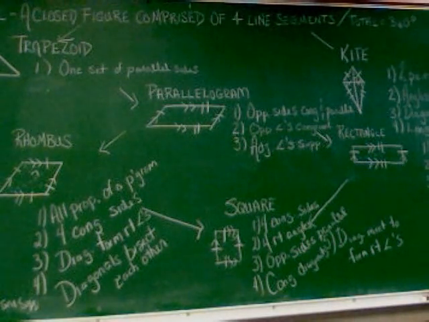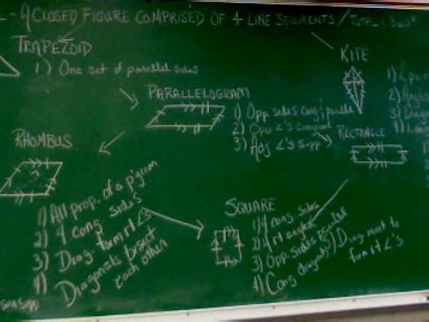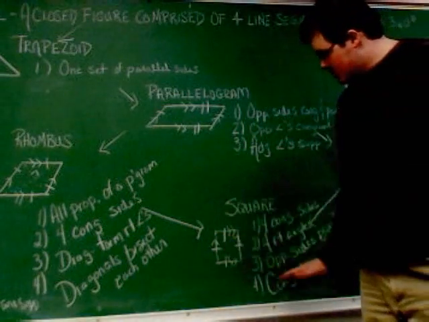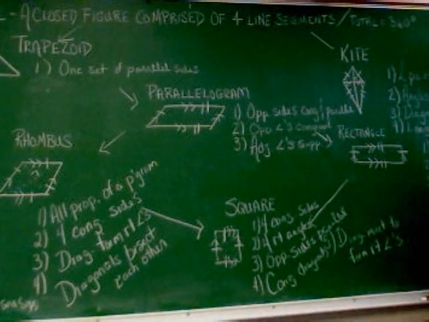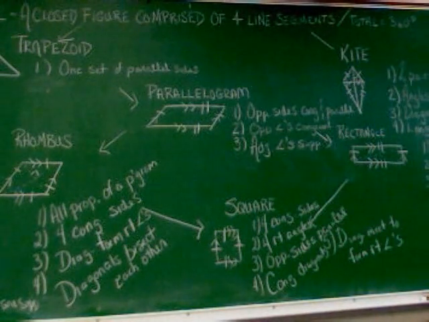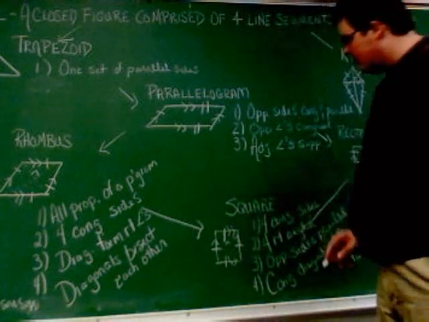It has opposite sides parallel. We'll go for 3 duhs. These last 2 should be obvious, but not quite as obvious. The fourth one, the diagonals are congruent. So again, that's when you connect the unconnected corners. Those diagonals are congruent. And the diagonals, once again, meet to form right angles.